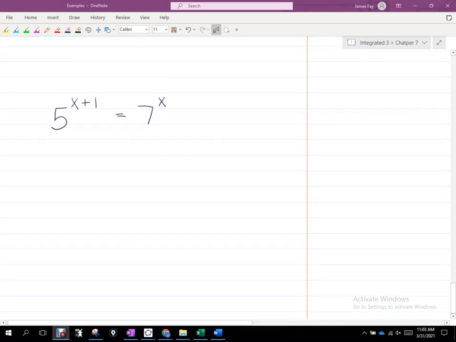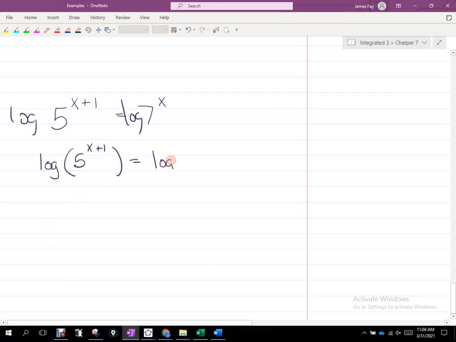Okay, so just like all the others, we have to isolate the algebraic part, or the variable part, which is already done on both sides. And now we take the logarithm on both sides. So add the word log here, and you add the word log there, right? Okay, so the way that's going to look is log of 5 to the x plus 1 equals log of 7 to the x.